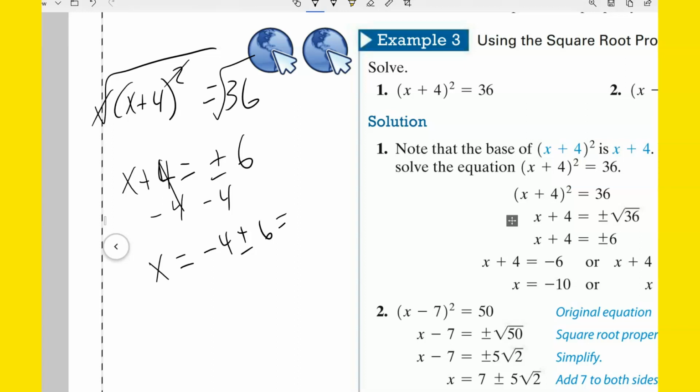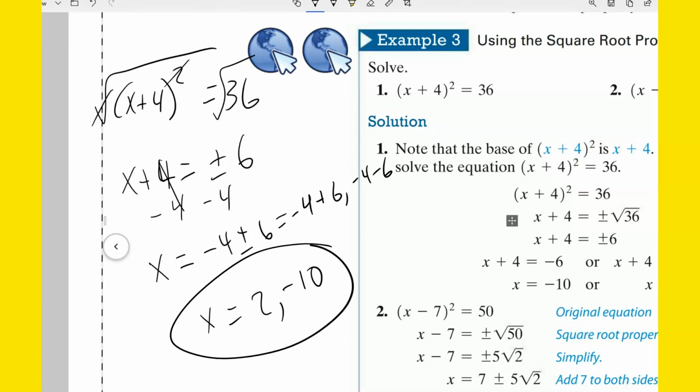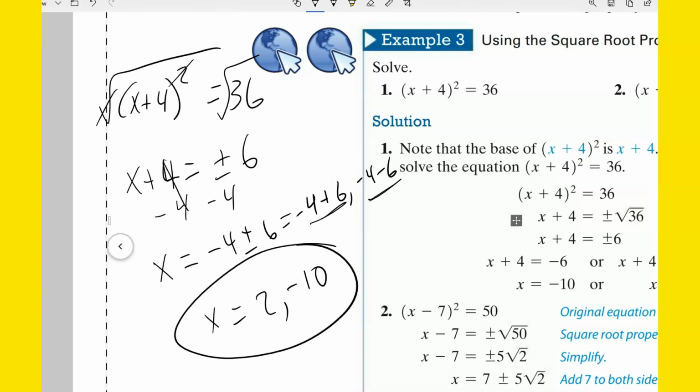And since both of these numbers can just combine together, that's going to be negative 4 plus 6 and negative 4 minus 6. So x equals negative 4 plus 6, which is 2, and x equals negative 4 minus 6, which is negative 10. So 2 and negative 10 are my answers for x there. That came from negative 4 plus 6 and negative 4 minus 6. Negative 4 plus or minus 6 is 2 and negative 10.